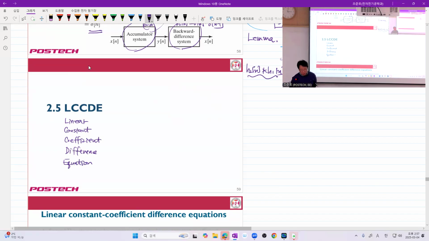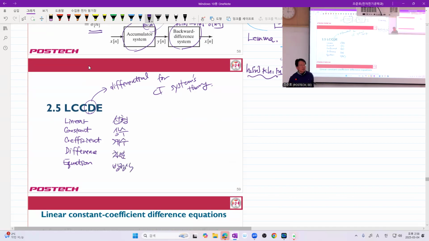By the way, in signals and systems, you've seen something different. D was differential for continuous time systems theory. Fortunately, here we only talk about LCCDE when D means difference. In Korean, 선형, 상수계수, 차분, 방정식 is one way of translating this one.